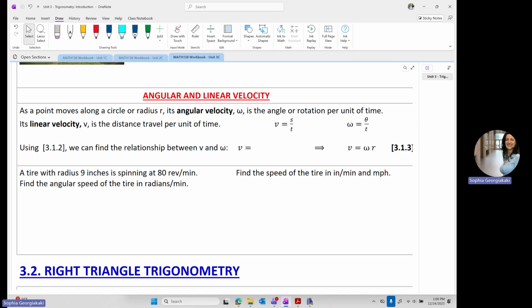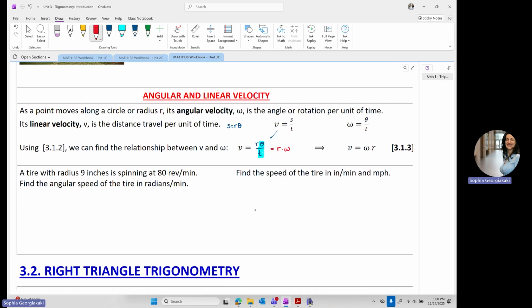Now, we do know the formula that S equals R theta, if you remember that. So therefore, if I replace S with R theta divided by T in this formula, then theta divided by T will be the omega. So I will have here v is equal to R times omega. So we have the formula that converts linear speed from angular speed. And of course, it depends on how far from the center you are.